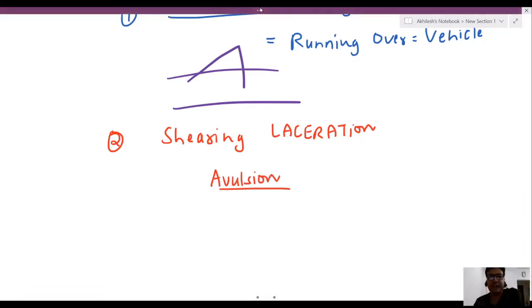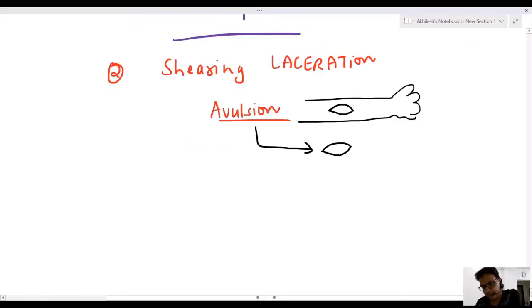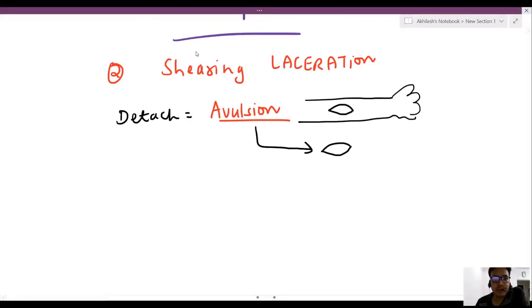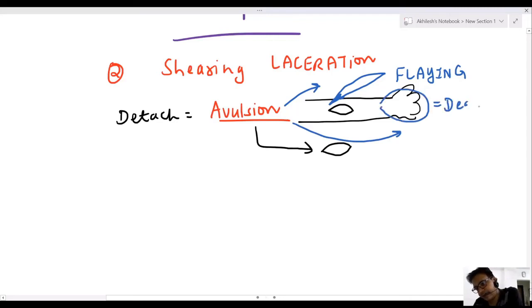See, what is the meaning of shearing laceration? See, this is your hand. This is tissue. If this tissue is separated, detached, this injury is known as avulsion. I would use the word detachment. Now, I will tell you two types of avulsion. One type where tissue is separated with an attached margin. This is known as flaying. Another type where skin just comes out like a glove. This is known as degloving.